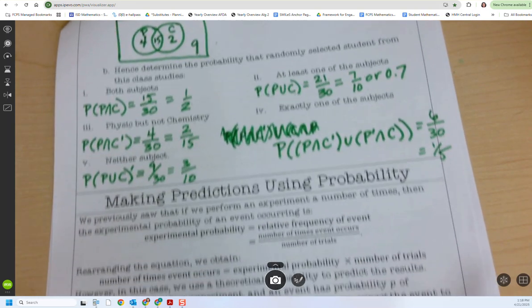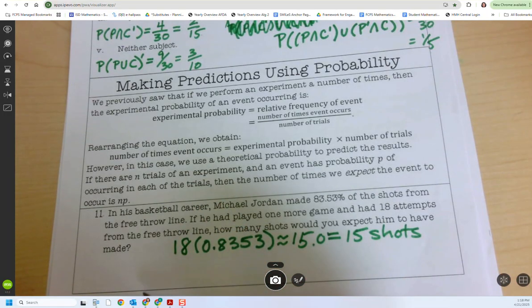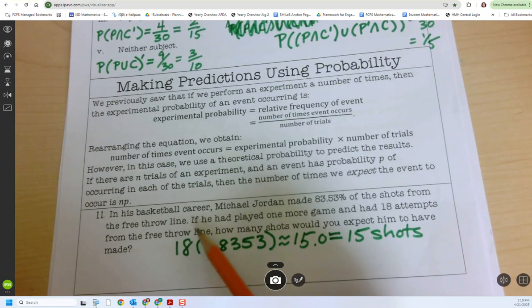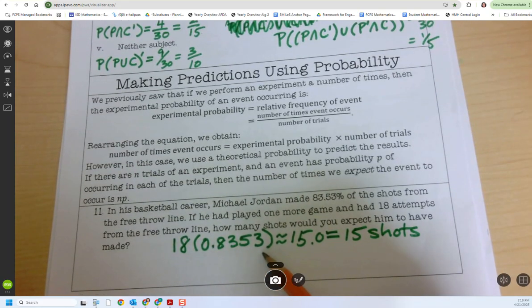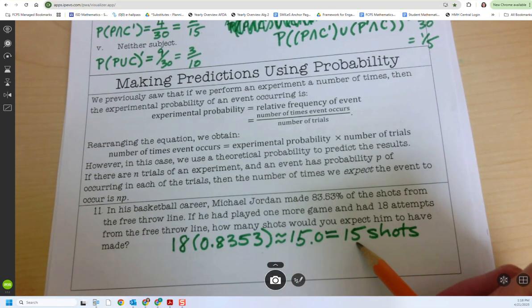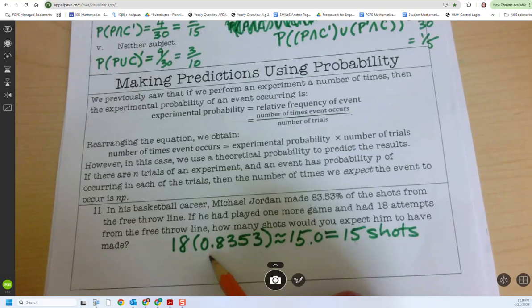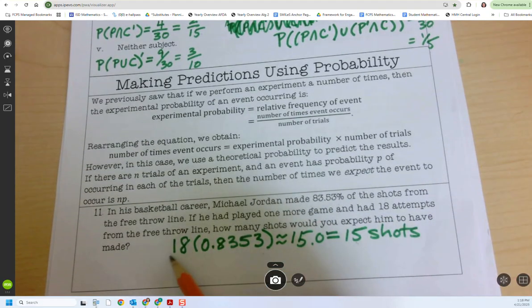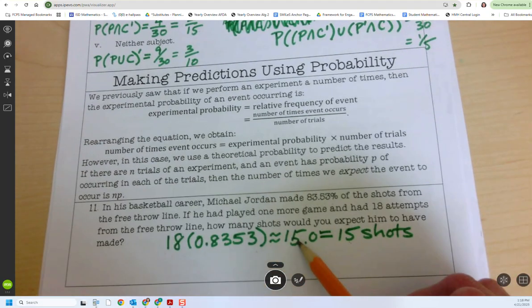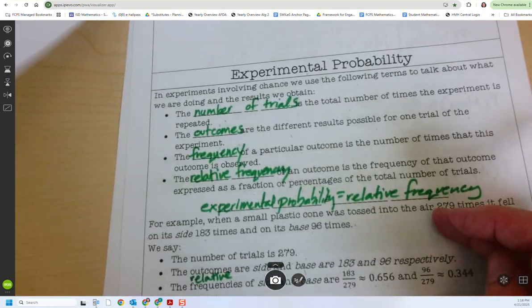So you can make predictions using probability. All you need to do is multiply the number of trials times the probability of each trial, and then you're going to round that to the nearest whole number in this case, because you can only make whole numbers of shots. So Michael Jordan made 83.53% of his shots, so we changed that to the decimal. He had 18 attempts, and so we multiply those, and we predict that he would make 15 of his shots. And that's it.